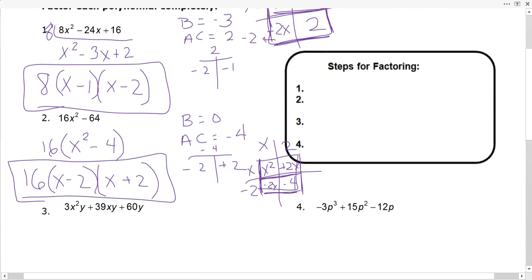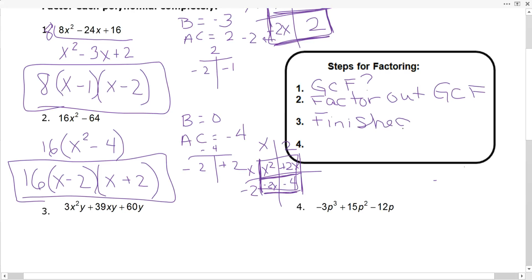Okay, so the steps for factoring, which every time I do this, I think it's silly. Okay, first of all, you ask yourself, is there a GCF? If so, factor out the GCF. Then you ask yourself, am I finished? And when the answer is no, use your box to factor. Okay.